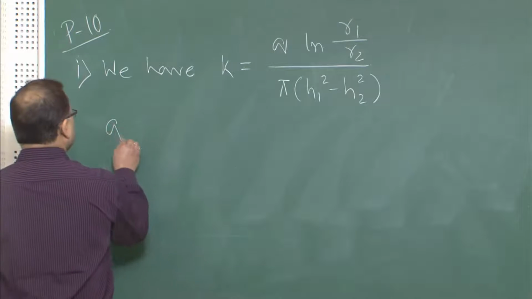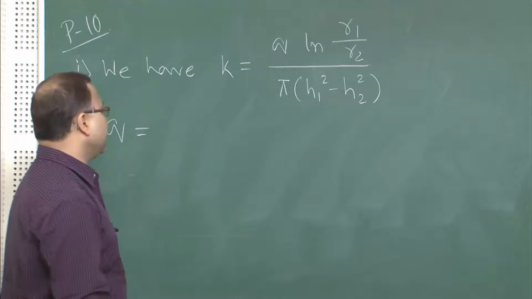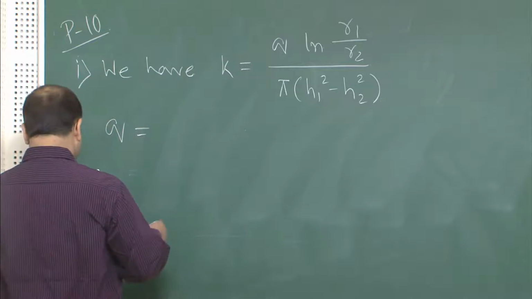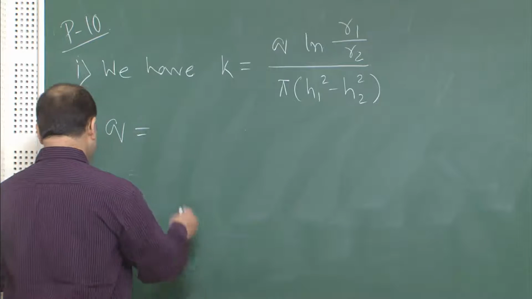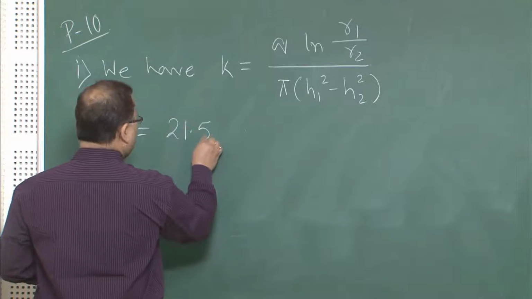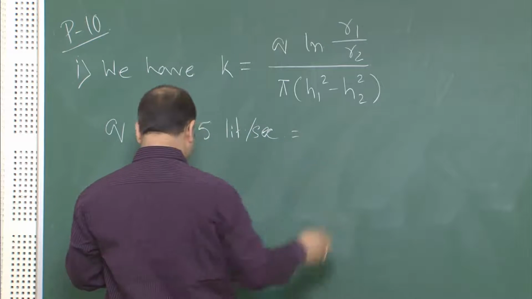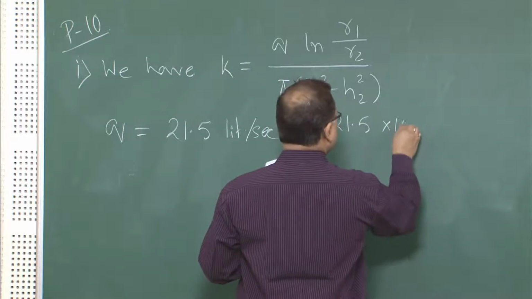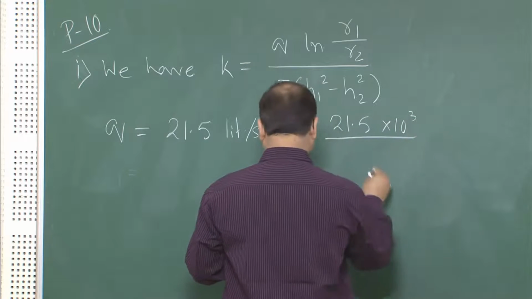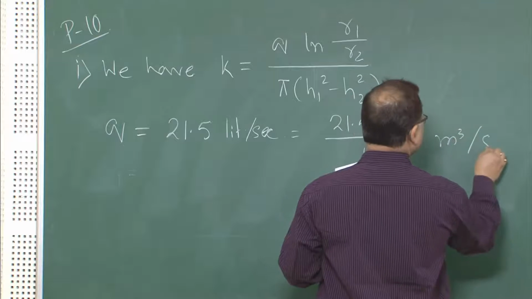So, first we need to find out Q, that is the rate of discharge, the rate of flow. That is given in the problem. If you recall the problem, that is given as 21.5 liter per second, which comes around 21.5 into 10 to the power 3 by 10 to the power 6 meter cube per second.